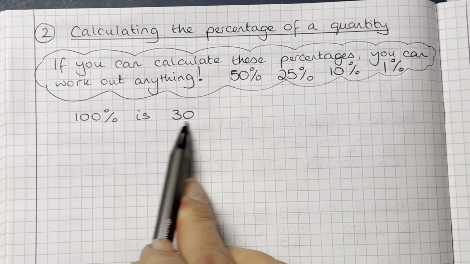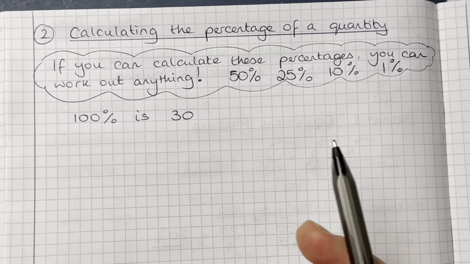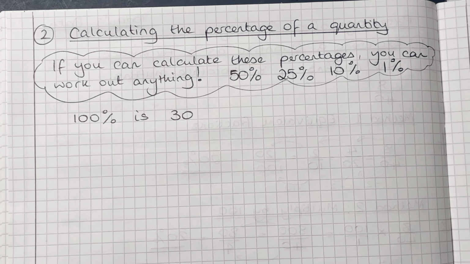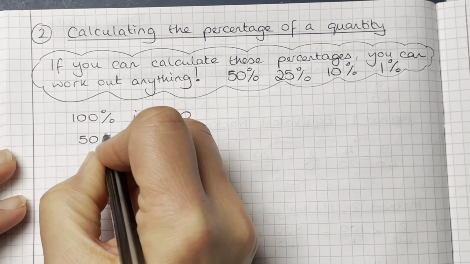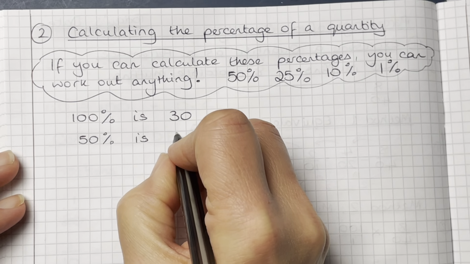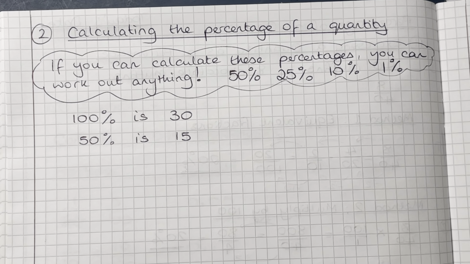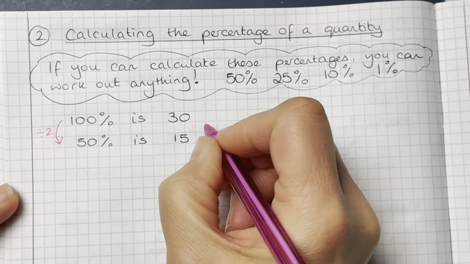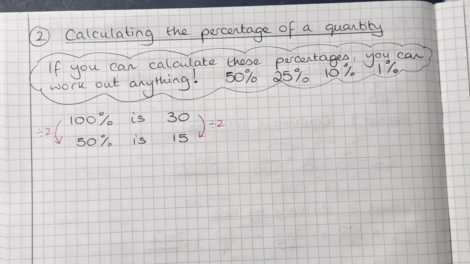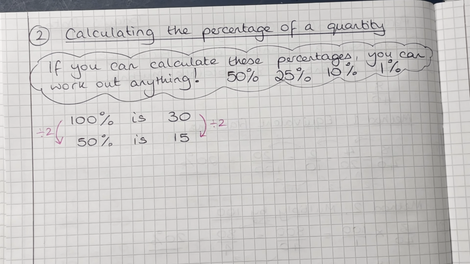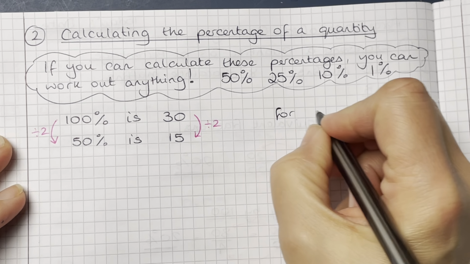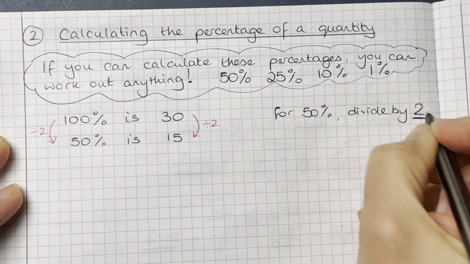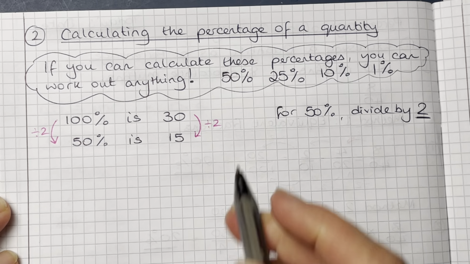So I would always start, if I know the total number of children in my class, for example, is 30, that's my 100%. 100% is 30. So if I want to work out 50%, I know that 50% is 15. What have I done? I've divided 100% to get 50. I've divided 30 to get 15. Okay, so for 50%, we divide by 2. Let's have a go with the next one.